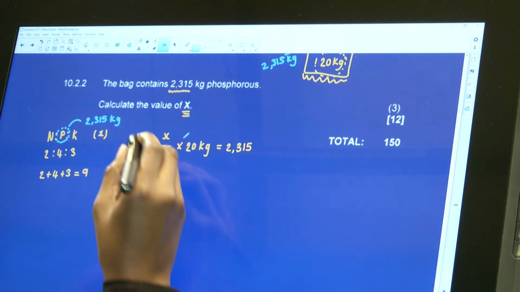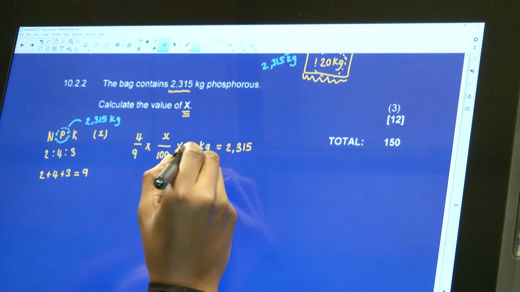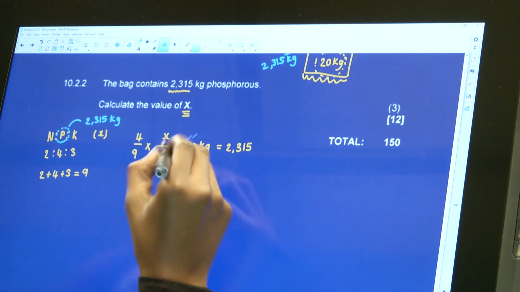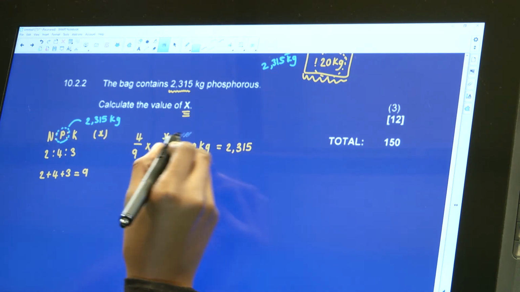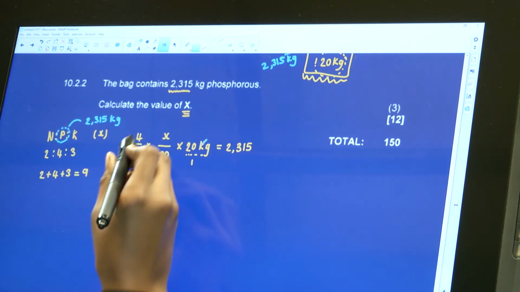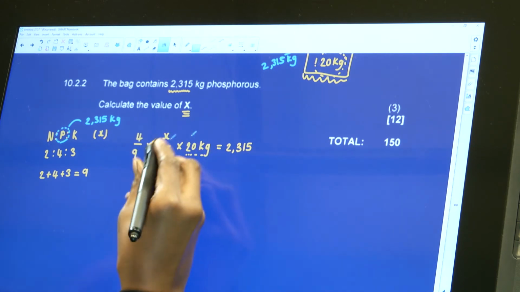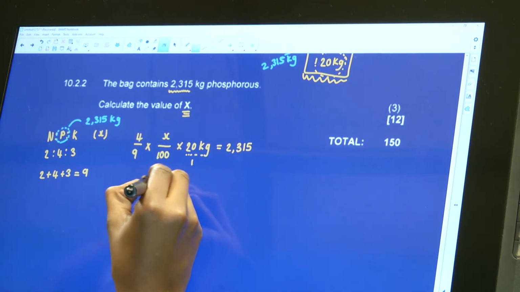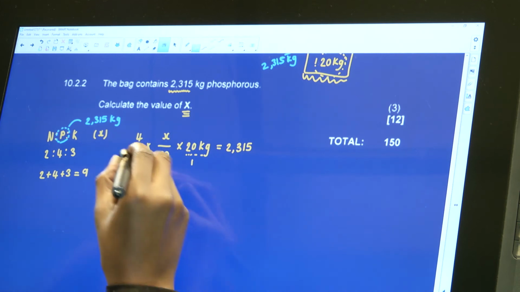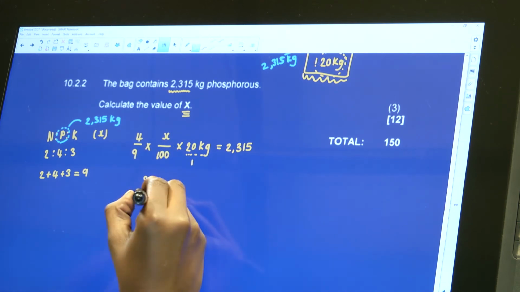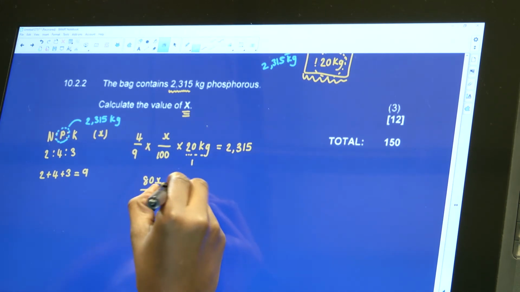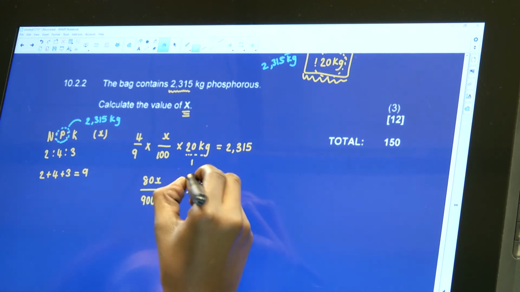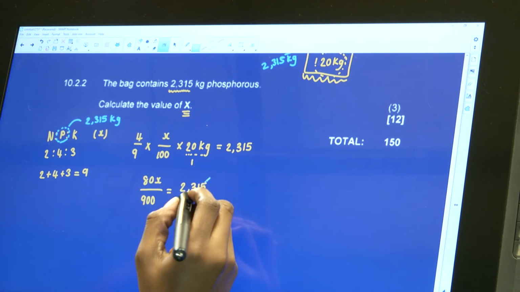So let's see. I've got fractions and whole numbers. I'm just going to put this one over 1 so I can simplify this. Numerator times numerator, denominator times denominator. I'm going to try to do this one in my head. 4 times 20: 4 times 2 will give me 8, and I've got a 0, so that will give me 80x. Over 9 times 100, that should give me 900. That one was fairly easy. And that is all equal to 2,315 kilograms.